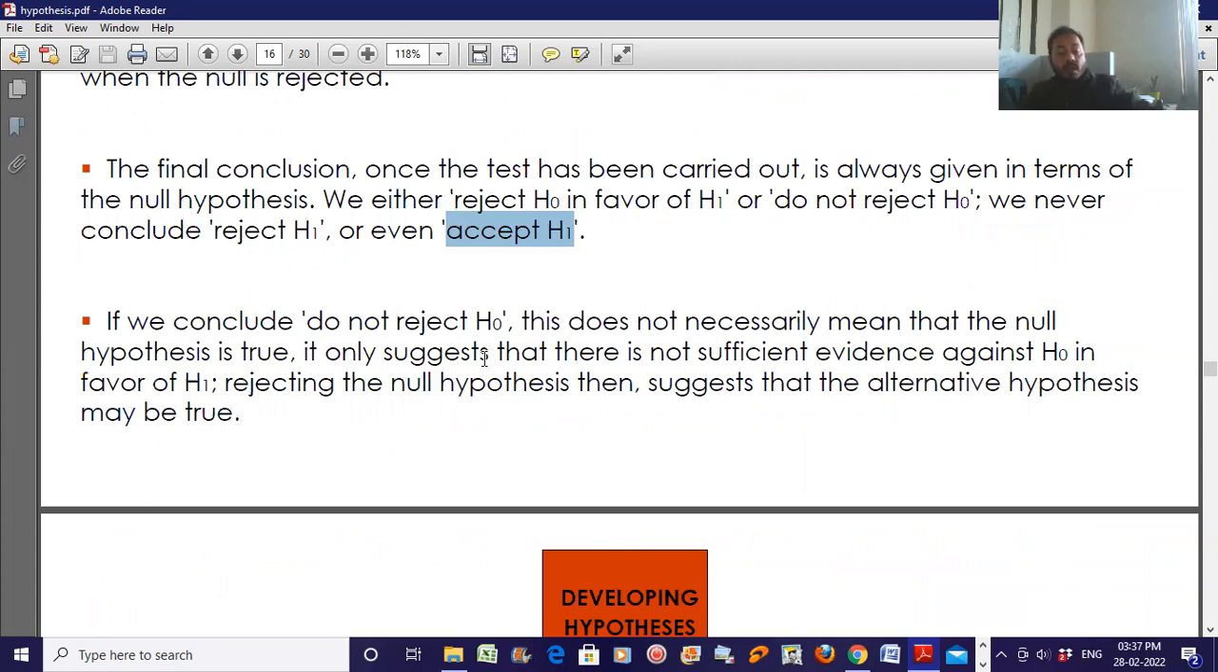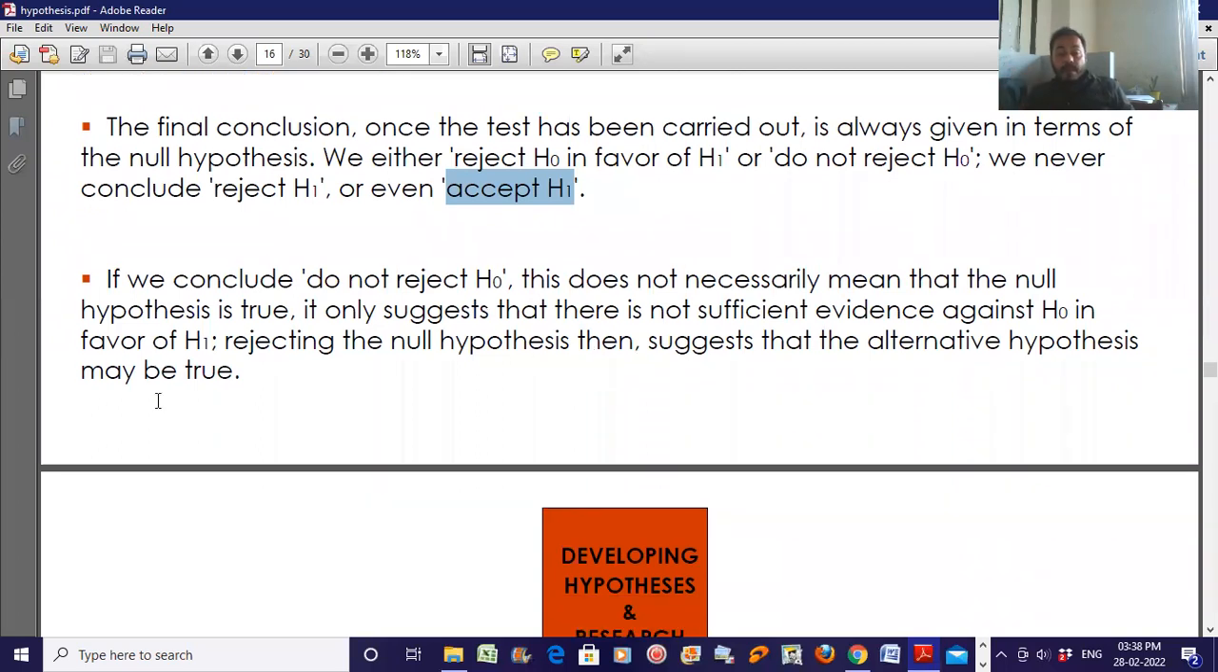You know that कुछ भी चीज prove करने के लिए what we need exactly? We need some evidence that we usually, if it is the case of empirical research, do with the help of experiments on that data, right? But suppose if we conclude do not reject H0, then this means that we don't have sufficient evidence against H0 in favor of H1. Rejecting the null hypothesis then suggests that the alternative hypothesis may be true. You cannot say that it is directly true. This may be true. You should use the term maybe here.